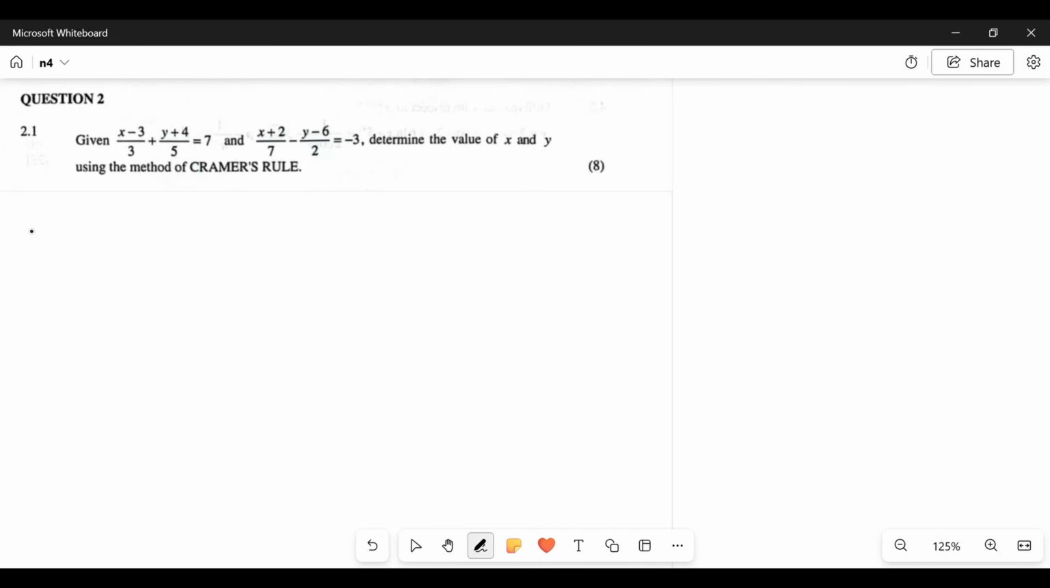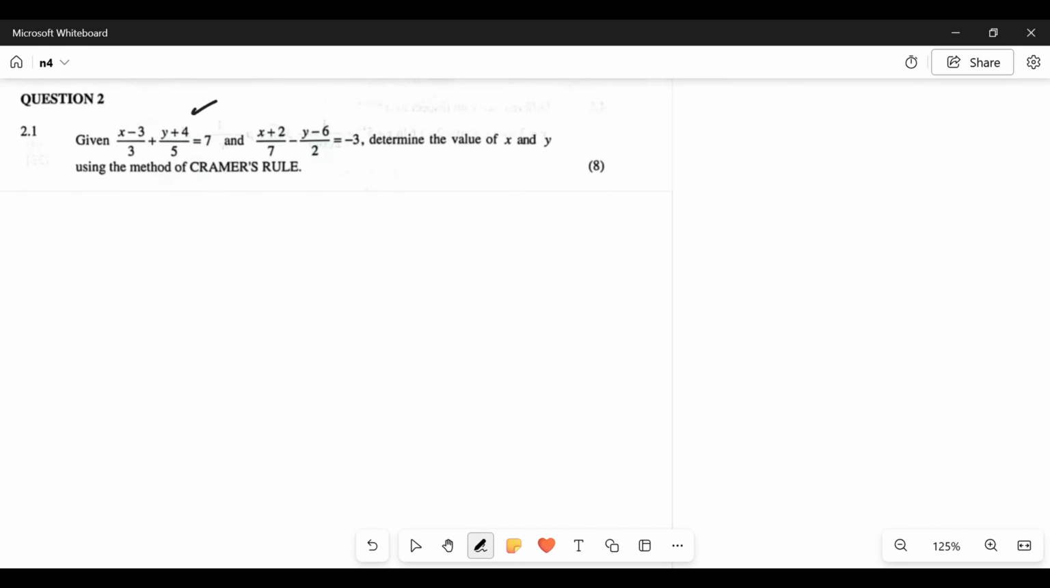Alright, guys, here is our question 2.1. Now let's read the statement and let's solve this question. Given here we have (x minus 3) divided by 3 plus (y plus 4) divided by 5, all this equaling 7. So this is the first equation. And the second equation, we have (x plus 2) on the numerator, all divided by 7, minus (y minus 6) divided by 2, all this equaling negative 3. Determine the value of x and y using the method of Cramer's rule.